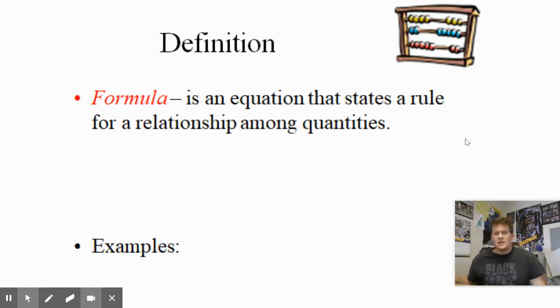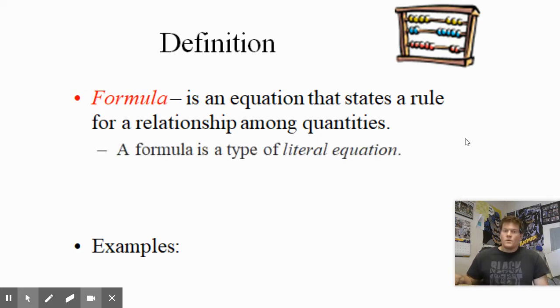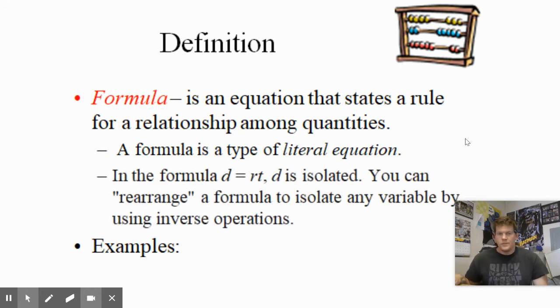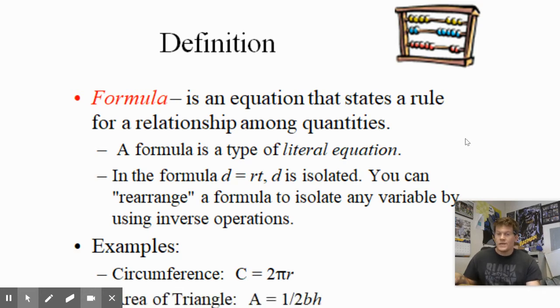Something else we should define, let's define formula. A formula is an equation that states a rule for a relationship among quantities. A formula is a type of literal equation. In the formula D equals RT, the D is isolated. You can rearrange this formula to isolate any variable by using our inverse operations. Here's some more examples of formulas. We have the circumference formula, which you might have seen before. Circumference is equal to 2 times pi times r. We also have the area of a triangle, which you might have seen before. A is equal to 1/2 times base times height.